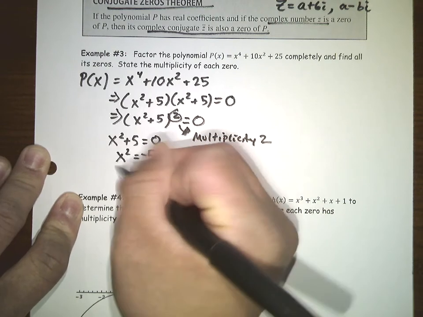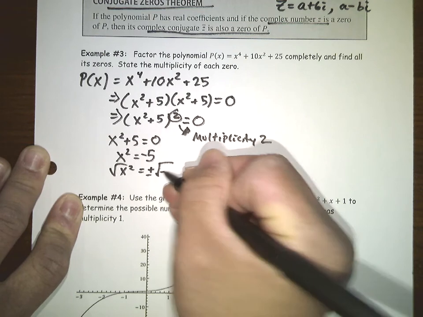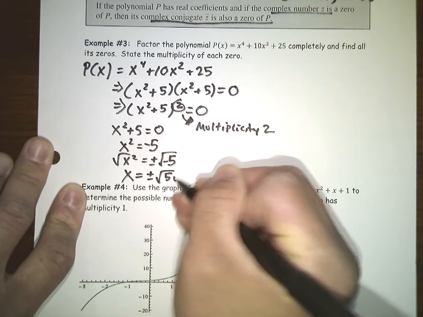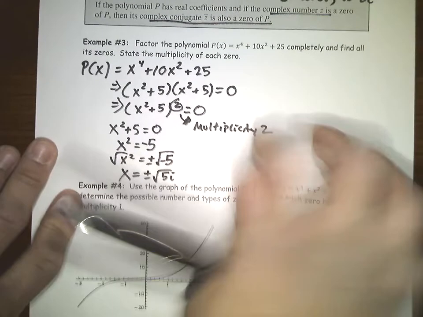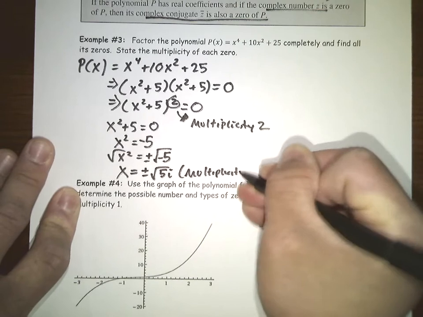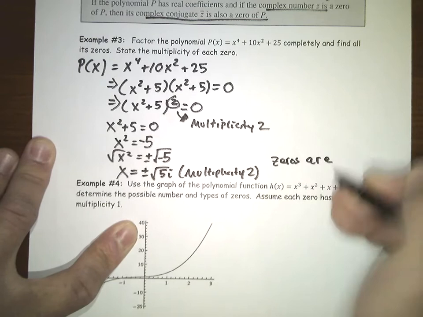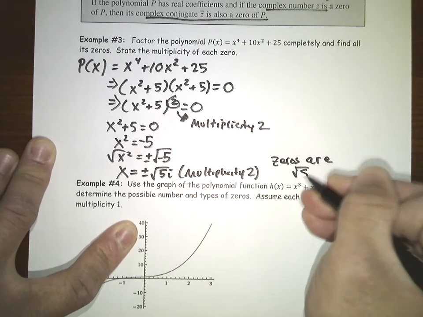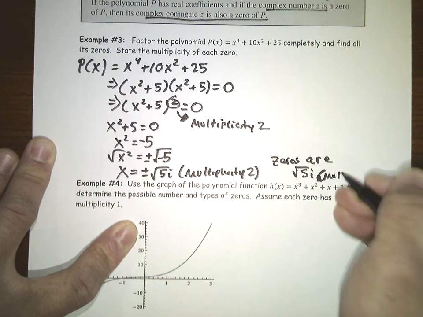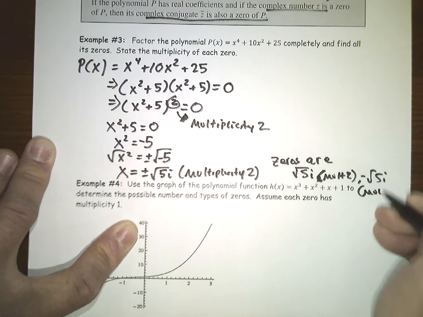So let's subtract the 5. So x squared is negative 5, then take the square root. So the square root of x squared is plus or minus the square root of negative 5. So x is equal to plus or minus the square root of 5i. So that means that because this is multiplicity 2, the zeros are square root of 5i, and that would be multiplicity 2, and then negative square root of 5i, multiplicity 2.